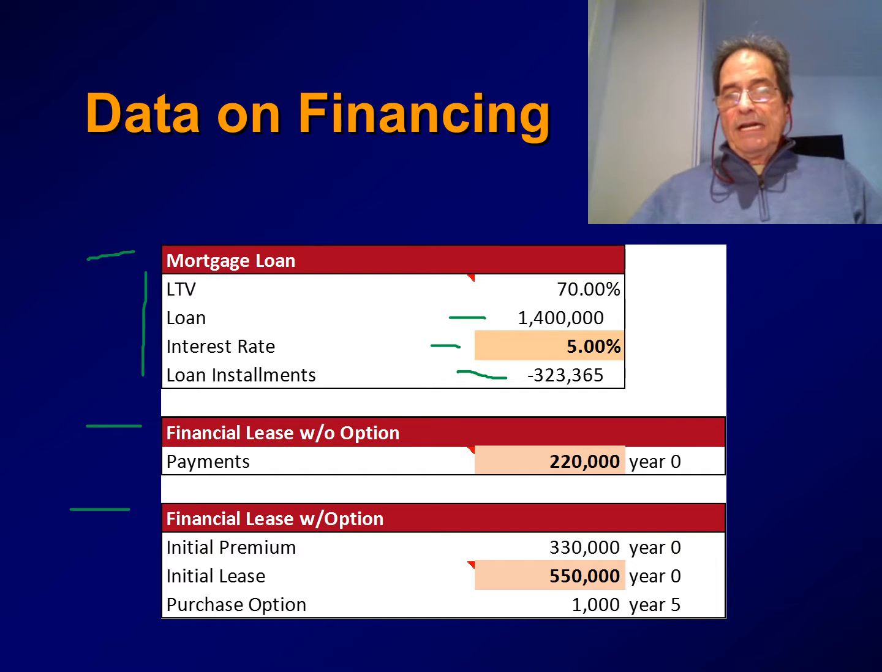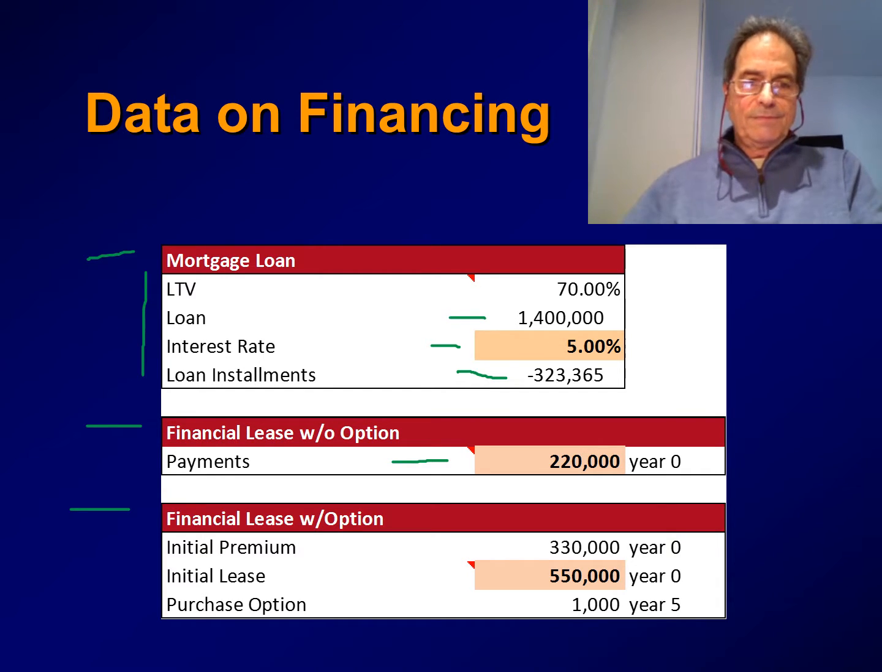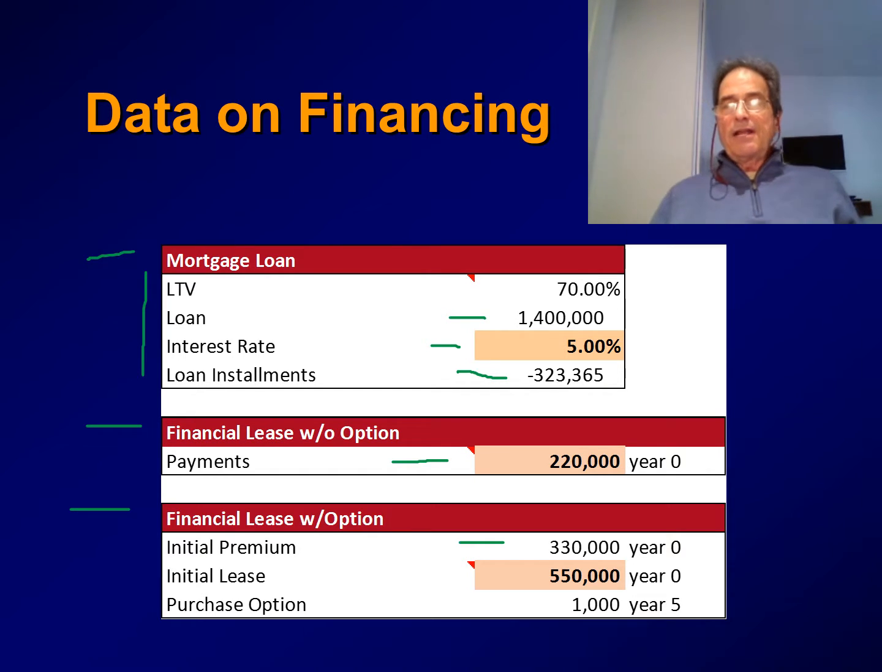The payment or the lease corresponding to the financial lease without the option is 220,000 in year zero, and it grows with inflation. And in the case of the financial lease with the option, we have a premium. In year zero prices, it is 330,000 that we must add to the plain lease of 220,000 to obtain the initial lease payment at time zero of 550,000. And the purchase option is for a nominal amount of $1,000 in year 5.